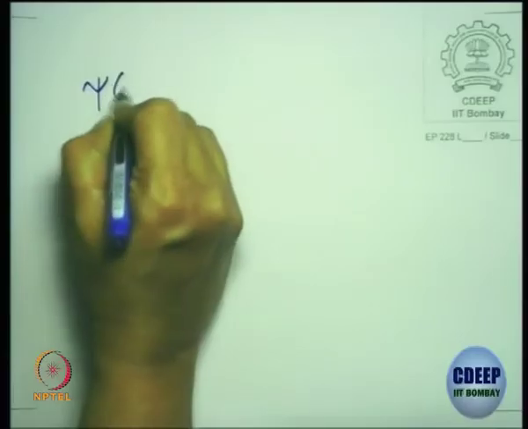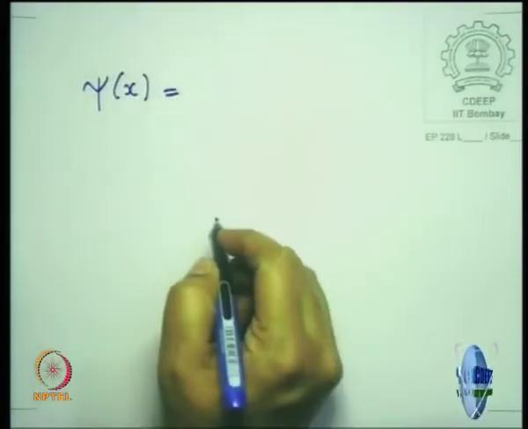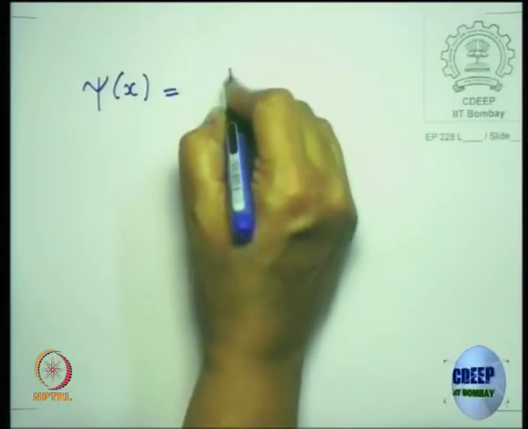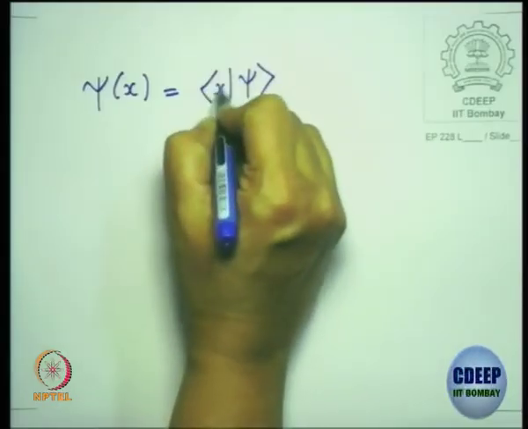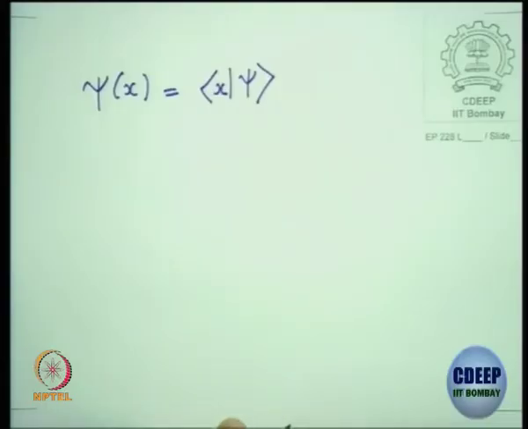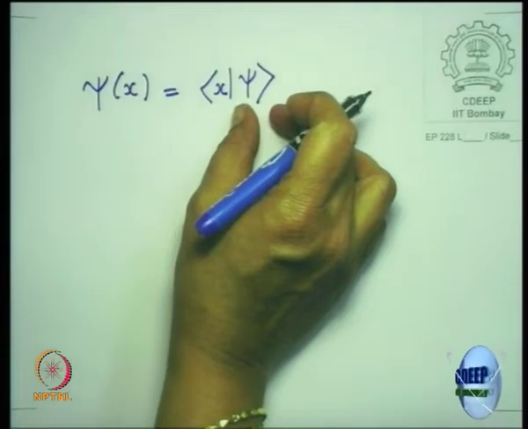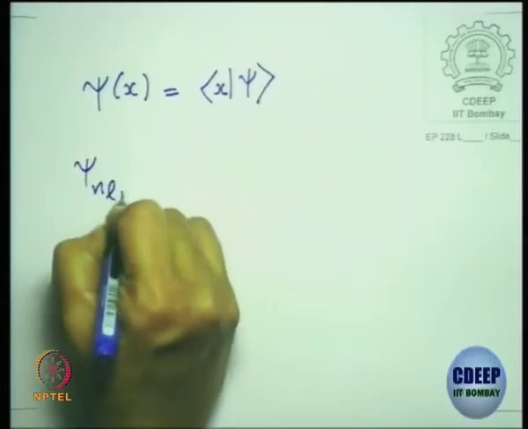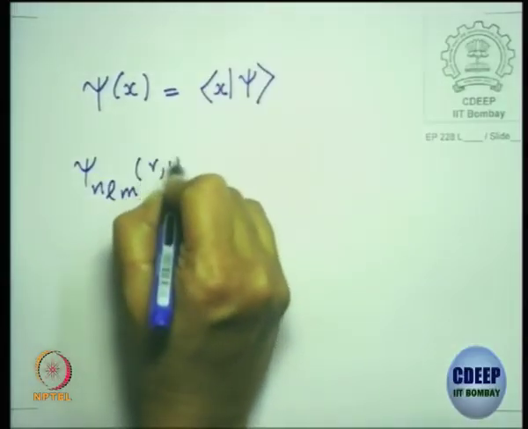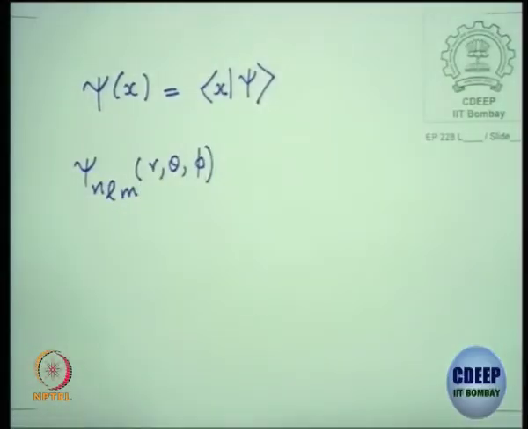See, when we wrote this position space wave function in one dimension, we said that we take the state psi and take the projection with respect to x. So, this is what we called a position space wave function, where this is the Dirac state of a system. When I write psi n L m, which is a function of r, theta, phi, how do we do this?